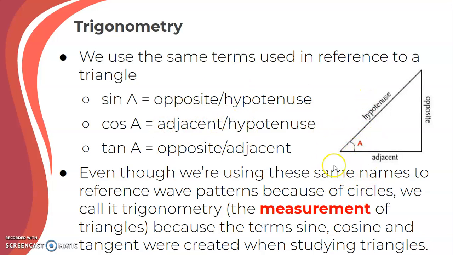So when we're looking at angle A, the opposite is directly opposite from the A. The hypotenuse is the longest side, obviously, and then the adjacent is the one that's right next to the angle. Now, we're using these same names because the terms sine and cosine and tangent initially came from triangles. They came from the study of triangles, but we use those same terms because it works in the same way when we're dealing with the waveforms.